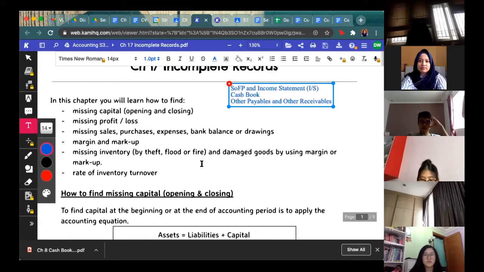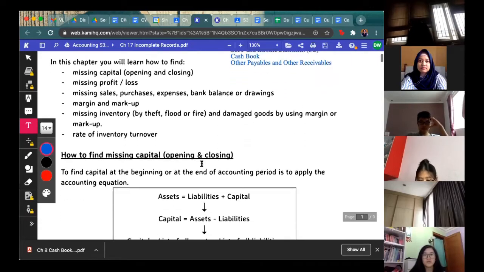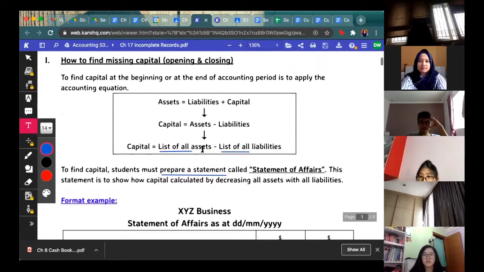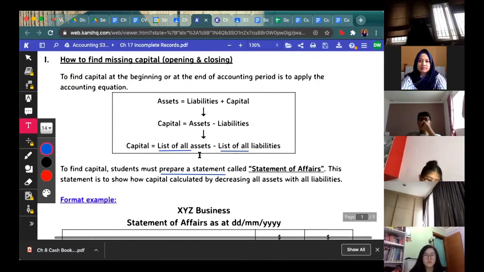Okay, now let's start with missing capital. How to find missing capital, both opening or closing. To find capital at the beginning or at the end of the accounting period is to apply the accounting equation. The accounting equation is assets equals liabilities plus capital. If we have missing capital information, then you can find it by using this equation: assets minus liabilities. So how to find it? You can list all of the assets and all of the liabilities, and then you subtract liabilities from the assets. Please let me know if I'm too fast, yeah?